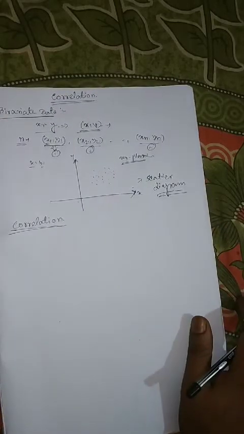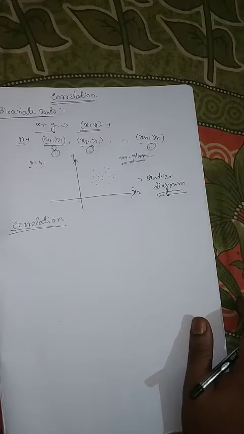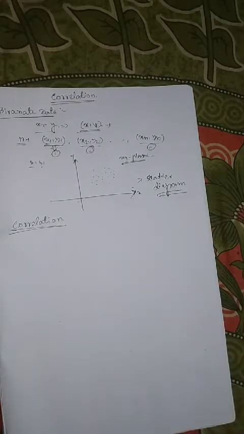So what is correlation? In a bivariate data, if we see that two variables are correlated, that is, the change in one variable is dependent on or related to the change in the other variable, then this characteristic is called the correlation. There are many forms of correlation.